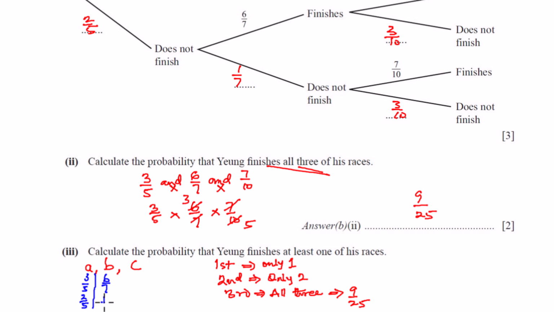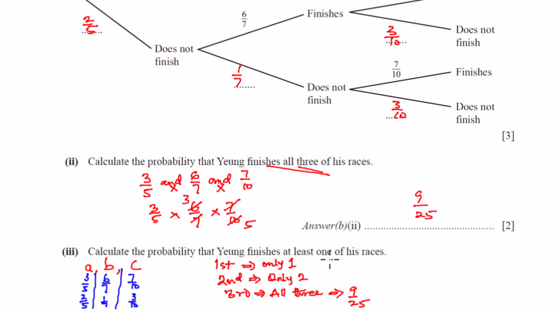Not finishing is 1/7. For the third one, finishing is 7/10. Not finishing is 3/10. Okay. So we are going to look at a couple of combinations where it only finishes one of them.